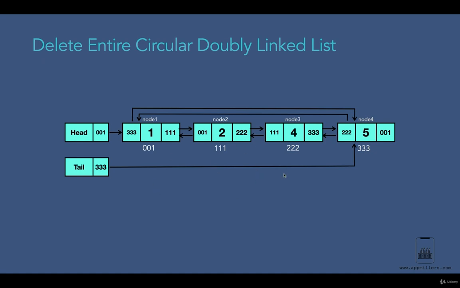Now the first thing that we are going to do is set the last node's next reference to null, which deletes the link from the last node to the first node. Now the second step is we are going to set the previous reference of the first node to null, which deletes the link from the first node to the last node. So if I set the previous reference of this node to null, it's going to delete the link from node 1 to node 4, which is the last node.